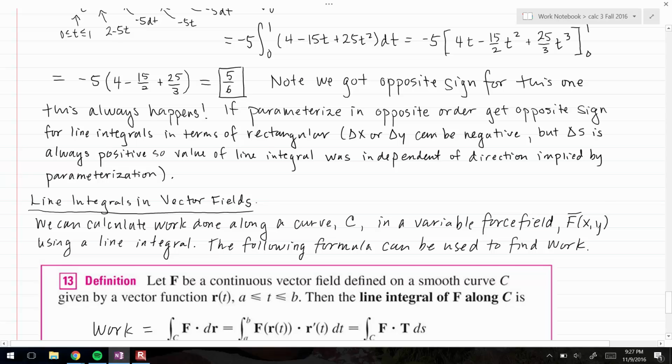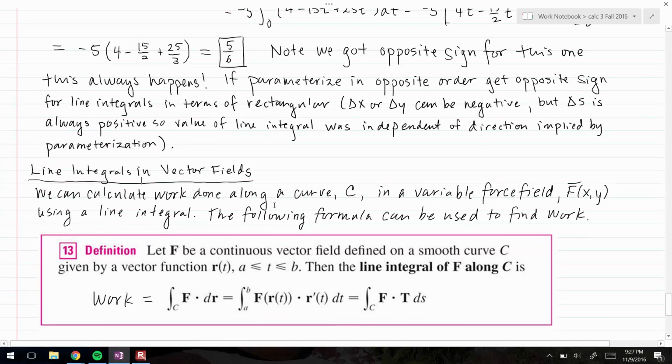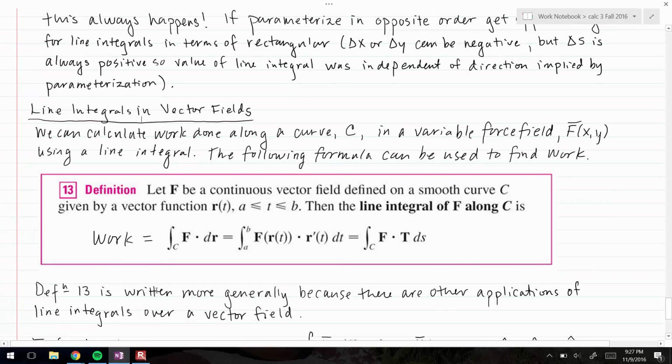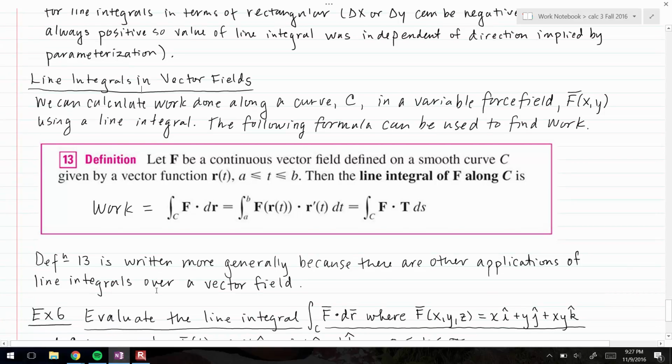So the type example here is work done along a curve C in a variable force field, which we're going to define as big F. So we can do this with a line integral that's defined in this way down here. Also, there are other contexts for which we'd want to do a line integral in some sort of vector field. This definition in your book is pretty generic, but we can pretty much take it for work. The problems in your book are of the generic form.